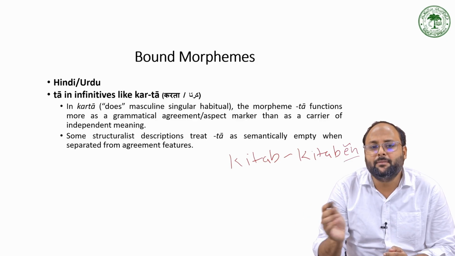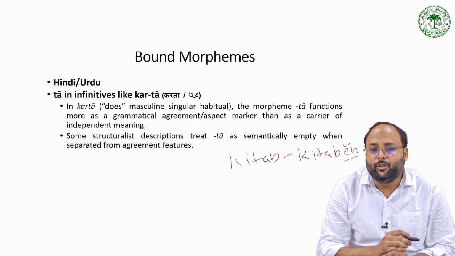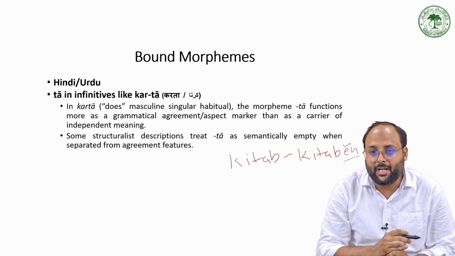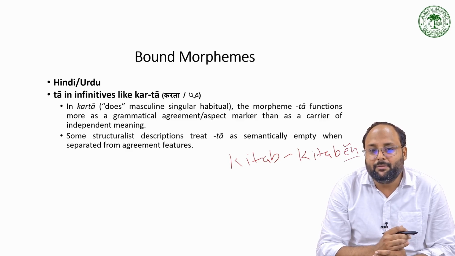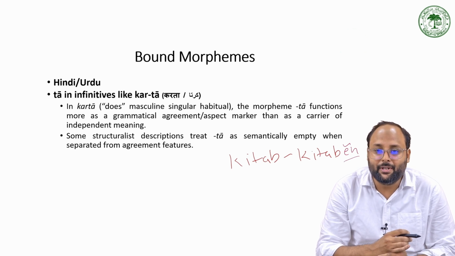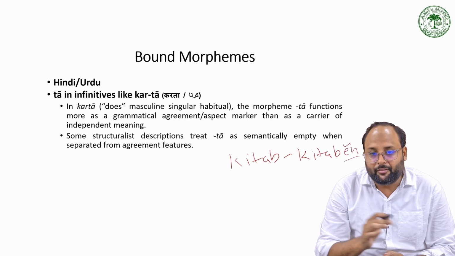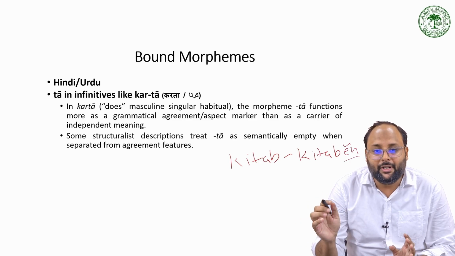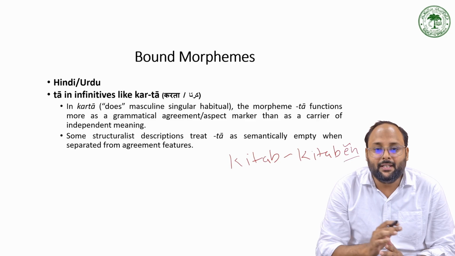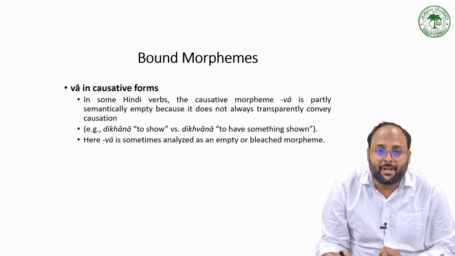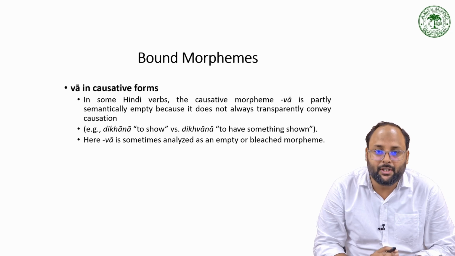So it can have some masculine, singular, or habitual agreement with the subject, or it marks the aspect, meaning the habitual aspect. So some structural descriptions treat the ta as semantically empty when separated from the agreement features. So when you do not consider the agreement feature of ta, it can occur as an empty morpheme in Urdu, Hindi. We have another example of va in the causative forms.